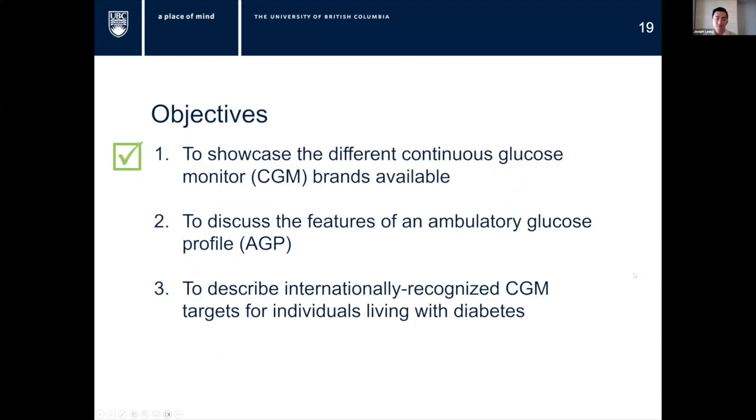So in this talk, we've gone through different CGMs that are available. We've discussed an AGP as well as the CGM targets.